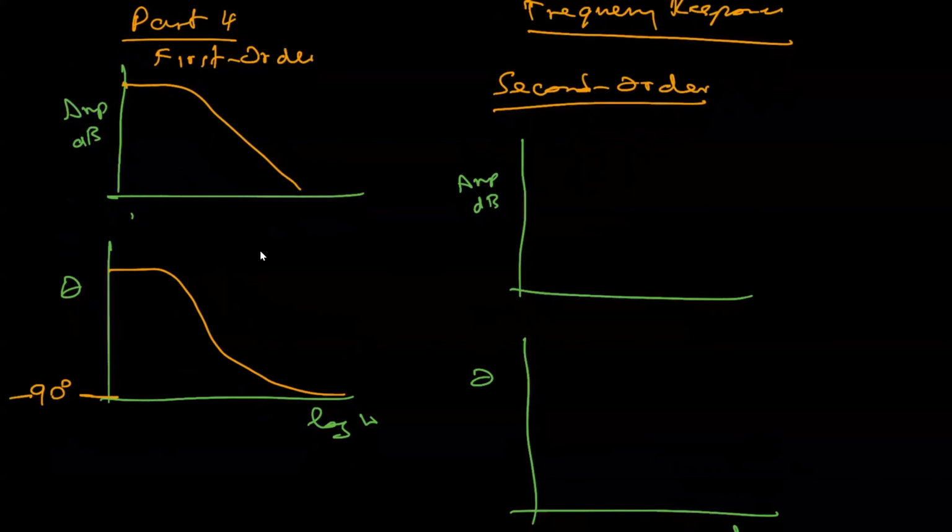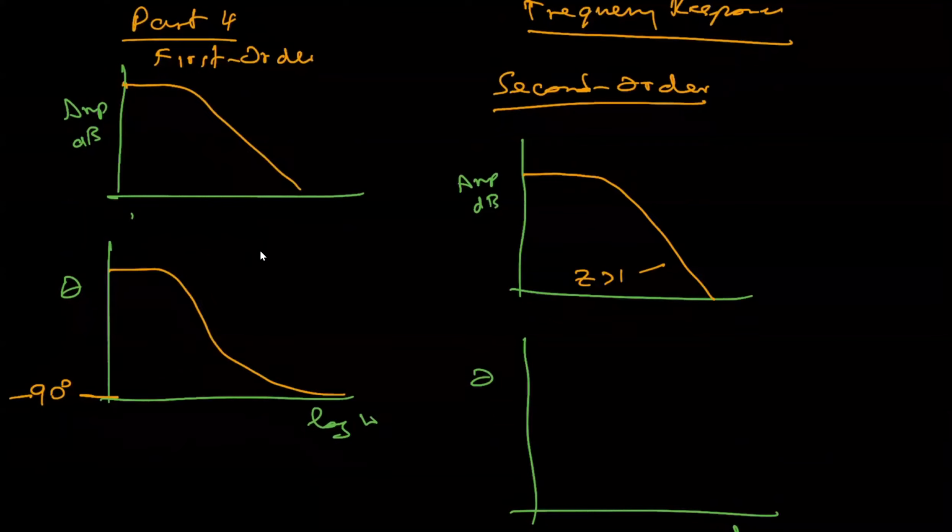Now, for the amplitude, it all depends what the value of zeta is. So if zeta is greater than 1, you'll get something that looks quite similar to a first order response. So this is the case when zeta is greater than 1.